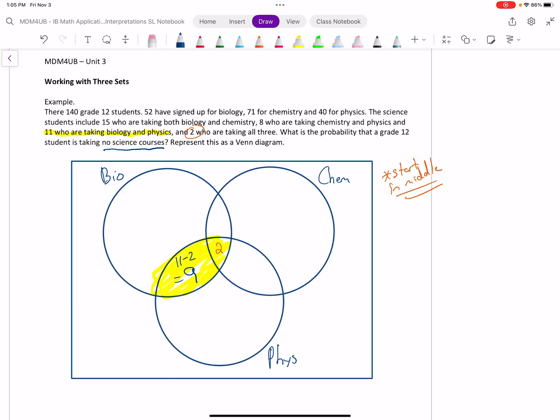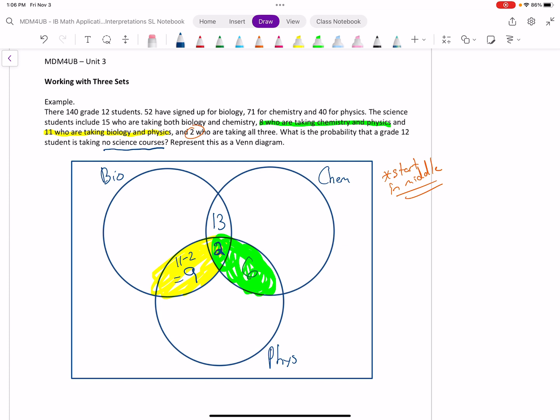And I continue like that. I'll just do one more to show you. There are 8 taking chem and physics. So go to this section. So this whole thing is 8. Again, I've already got 2 in the middle, so easy math. This is just 6. And then the next one, hopefully you can get this, 15 taking both bio and chem. So that makes this 13. So 13 plus 2. I'm just going to make this a bit bigger and brighter there.